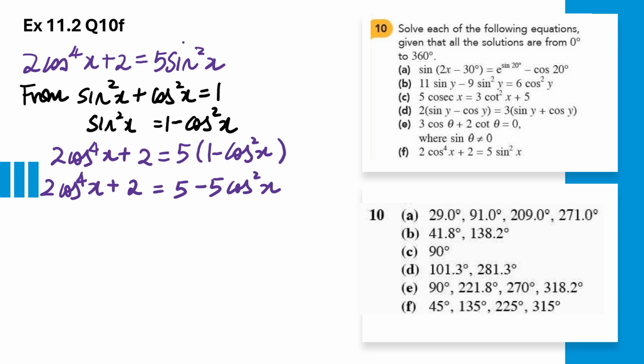What we're going to do now is use some substitutions to make the equation look familiar to you. I'm going to substitute cosine square x with the letter A.